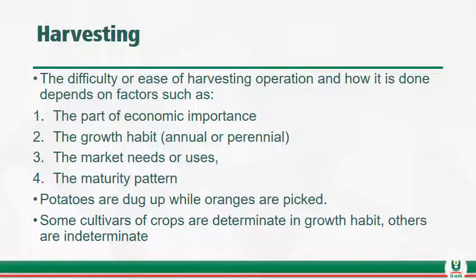Now, there are some factors that contribute to the difficulty or the ease of a harvesting operation. The first factor is the part of the economic importance of the crop. Which part is of economic importance? Is it the flower? Is it the leaf? Is it the fruit? If it is the fruit that is of economic importance to the farmer, then that is easier to harvest than the flower. If it is the flower of the plant that is of economic importance, we all know that flowers are fragile and they could break. So it makes harvesting a bit difficult.